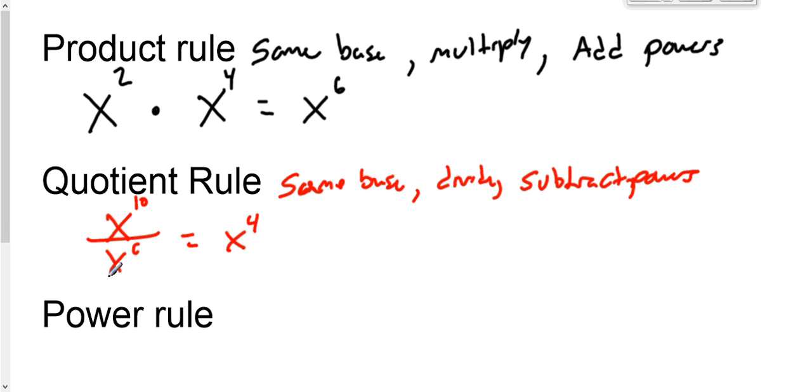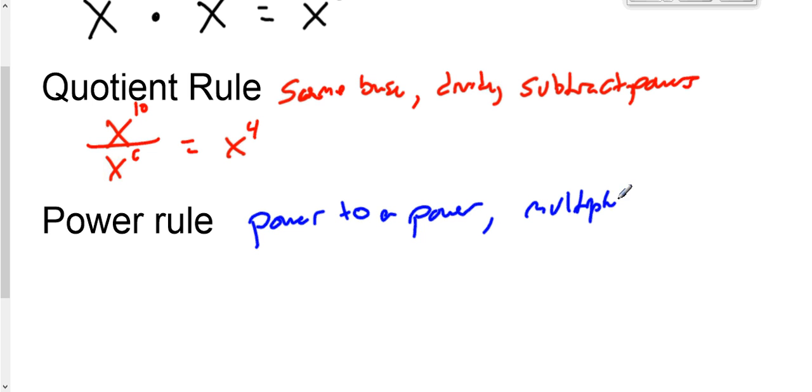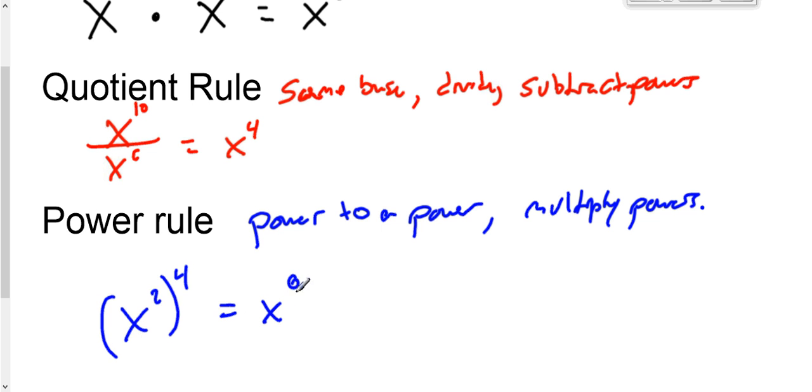And what we learned about yesterday, power rule, is when you have a power to a power, they multiply. X to the second to the fourth times x to the 8th. What we're going to look at in our examples here are all of these rules mixed together, so we're going to have to use each individual one.